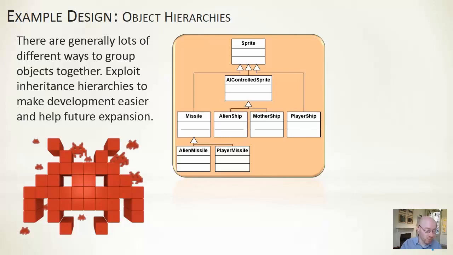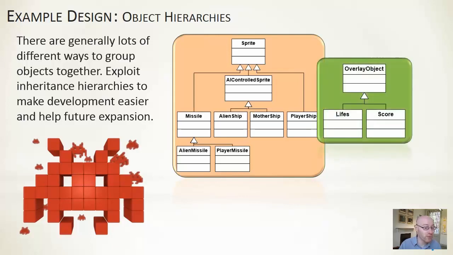So that is one possible grouping. There's another possible grouping. We could say that, okay, we've got lives and scores. They're both types of overlay objects. So let's create an overlay object class to group them together.